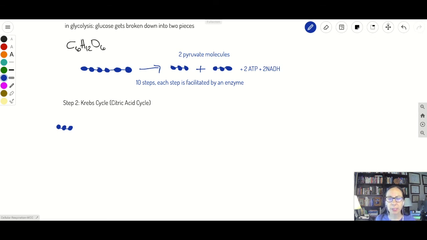And it is another series of 10 steps. One of the steps makes citric acid. But for each pyruvate molecule that goes in, I'm going to say there is 10 steps again, each facilitated by an enzyme. And what's going to come out of it is we are going to lose 3 carbon dioxides. Okay, so 3 CO2s. I'm going to actually write that like this.